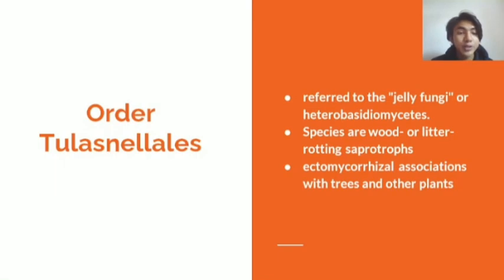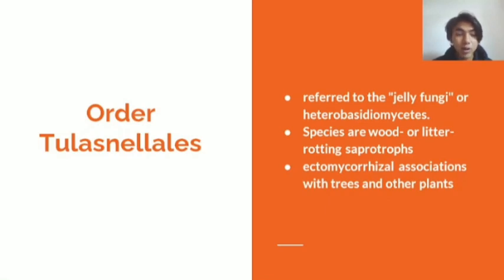For the order Tulasnellales, they are also referred to as jelly fungi because of their distinctive jelly-like structure, also known as heterobasidiomycetes. They are species of wood or litter-rotting saprotrophs. They form ectomycorrhizal associations. It means they associate with trees and other plants such as orchids.